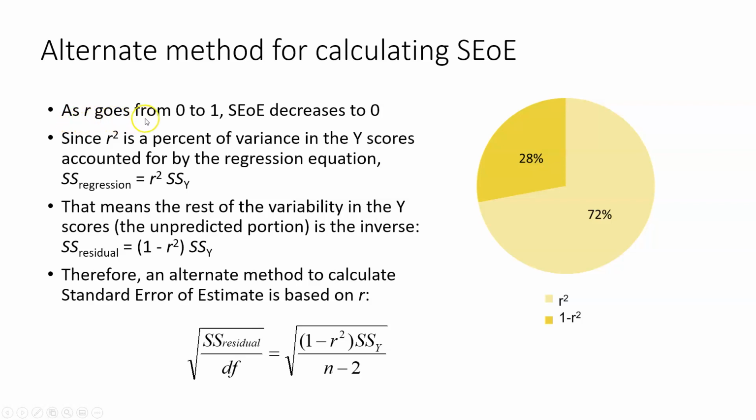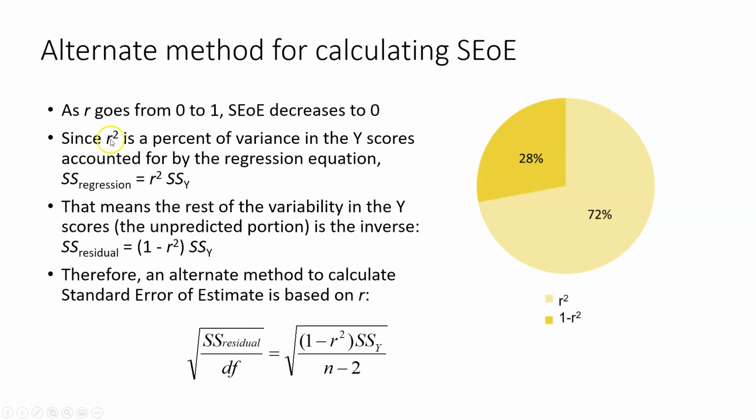As R increases from 0 to 1, remember R is the correlation, and 0 represents no correlation, and 1 is a perfect correlation. As R goes from 0 to 1, the standard error of estimate decreases down to 0, meaning if you have a perfect correlation, you have no error. There's no typical error in that situation. But if you have something slightly less than 1, then your standard error of estimate will be a little higher than 0. If your R is very close to 0, then your standard error will be very large. There will be a lot of error.